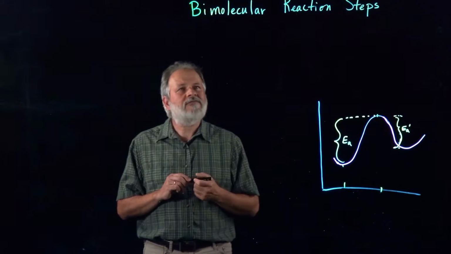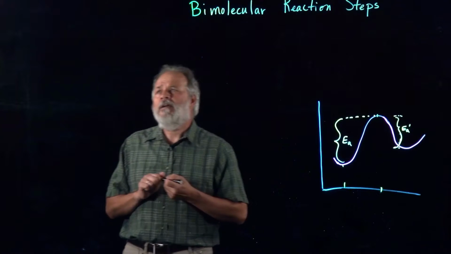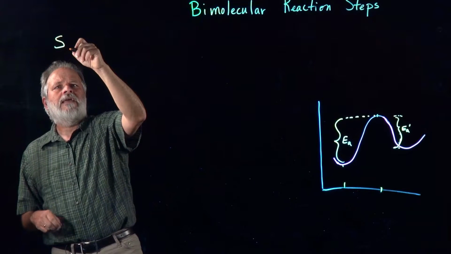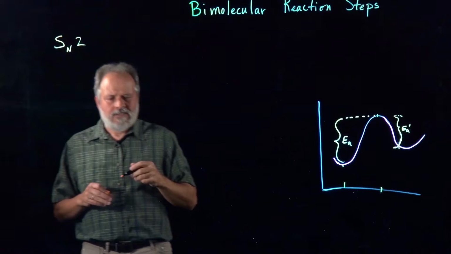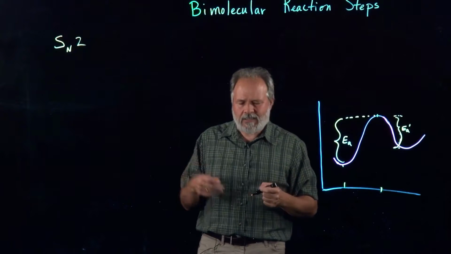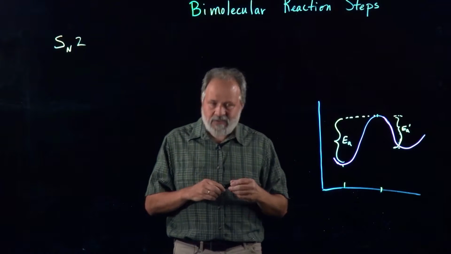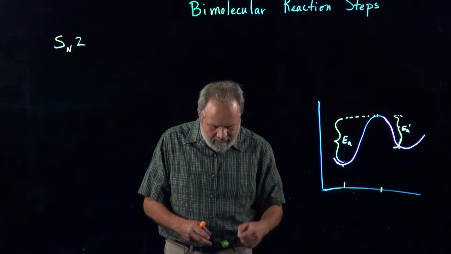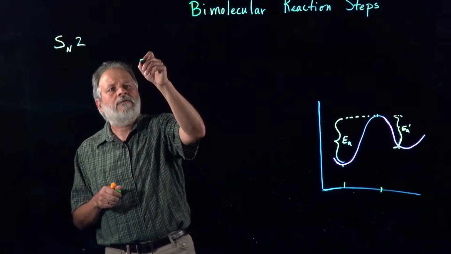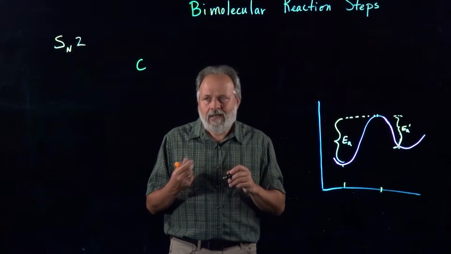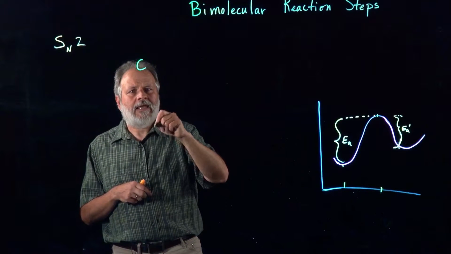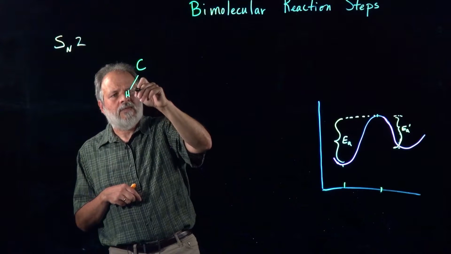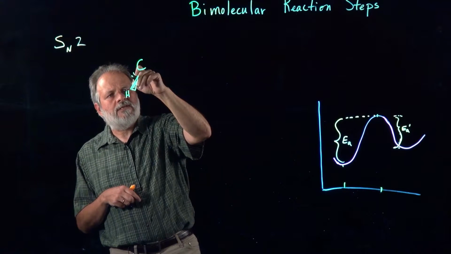The example I'm going to use is a very famous organic reaction type called SN2. So substitution, nucleophilic, you don't need to know what that means, but the two means it involves two molecules. Okay, so we're going to take a molecule, and this is going to have 4 bonds to it, three of which, in this example.